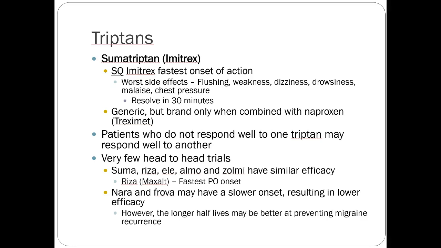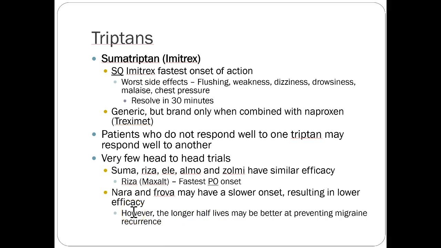Rizatriptan, or Maxalt, was the one shown to have the fastest PO onset. So if you're looking for an oral medication that's faster onset than sumatriptan, if they aren't doing well on that, if your patient needs something faster, that's probably the way to go. And while naratriptan and frovatriptan might have a slower onset and lower efficacy, the long half-life might be beneficial for patients.